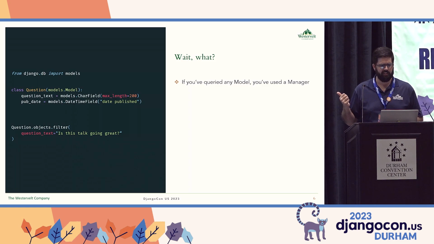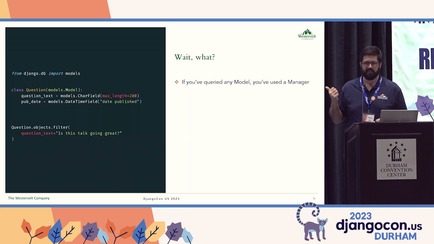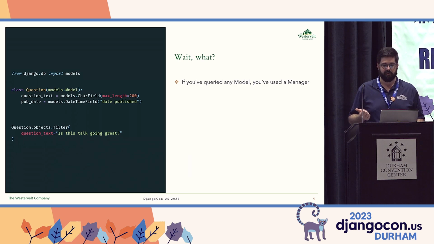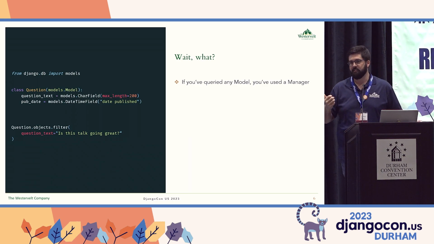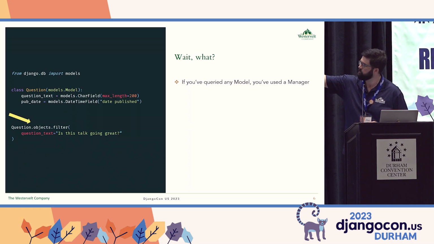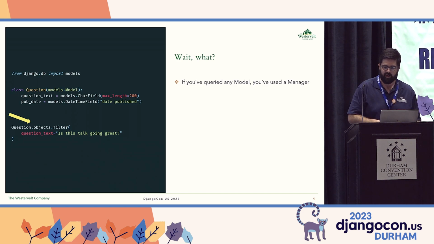If you're a beginner to Django, though, you may be asking yourself, wait, what exactly does that mean? Basically, if you've used the ORM in any capacity, you've used a manager, whether you've realized it or not. Here's the question model from the polls tutorial on djangoproject.com, and we're going to query for any questions asking, is this talk going great? Yeah, it's right there. It's right there containing that objects attribute. That is your model manager.